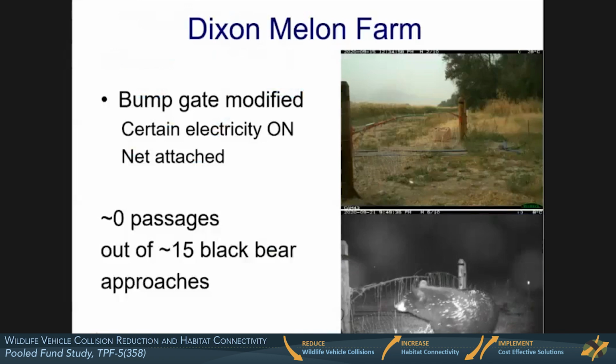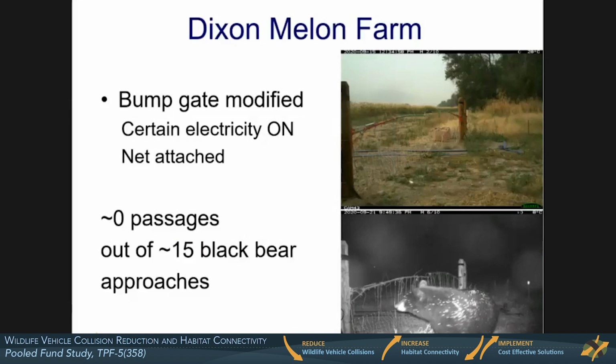Now, we made some modifications to this gate. The first modification was we needed to be certain that the electricity was on, because when the farmer or the employees of the farmer would walk through, sometimes they would forget to switch the electricity back on. Essentially what happened is the farmer said, I'm going to tape everything permanently on, and that's illustrated by the black tape on the far post that you can see in the image on the upper right. We now knew for certain that the electricity was always on.